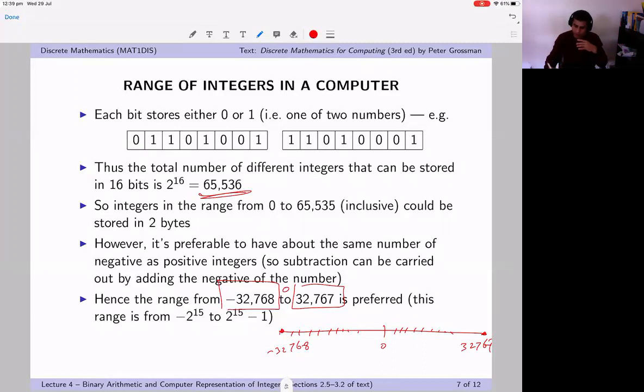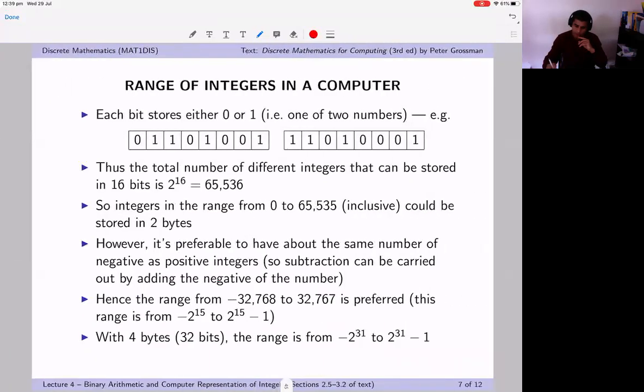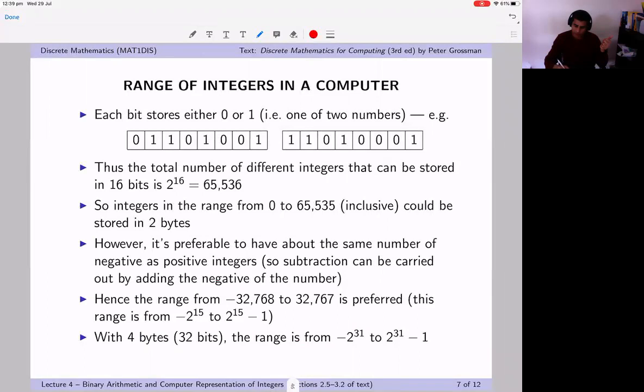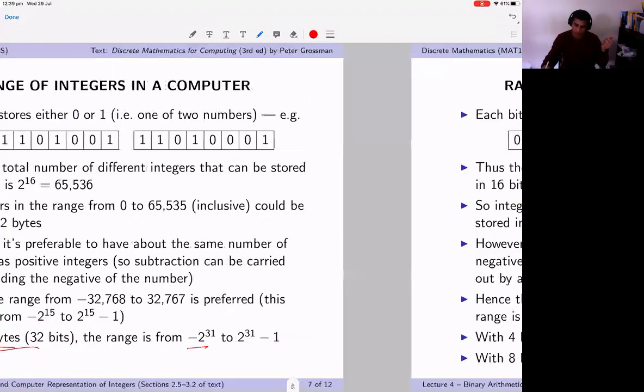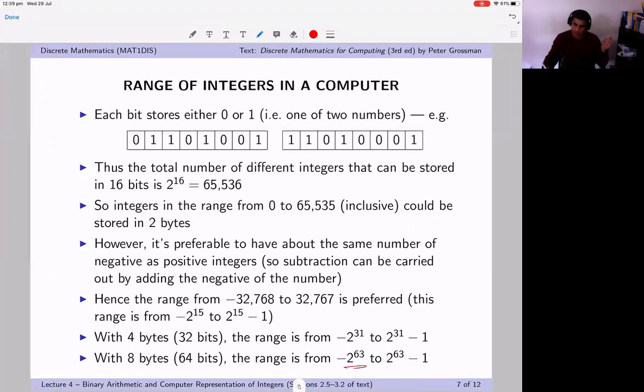So in other words, this number is 2 to power 15, and this number is 2 to power 15 minus 1. Now on a 4-byte computer, if you have 4 bytes available, the range would be negative 2 to power 31 to positive 2 to power 31 minus 1. And with 8 bytes, it would be a lot bigger than that.